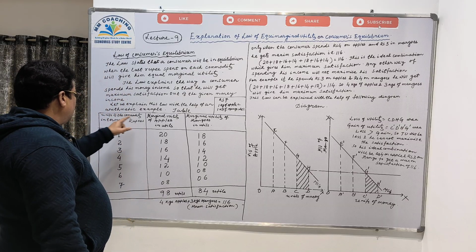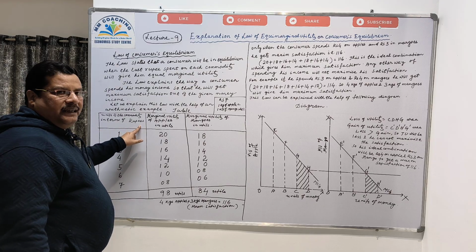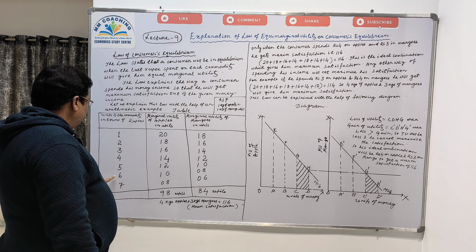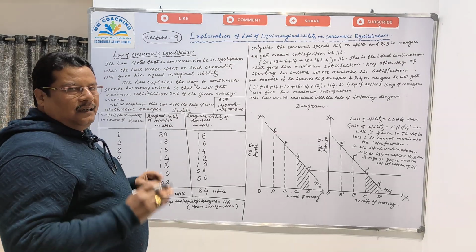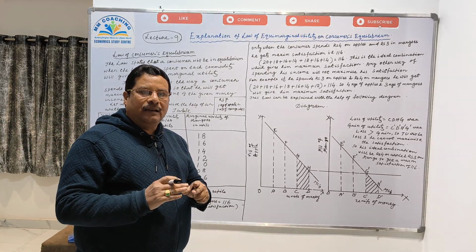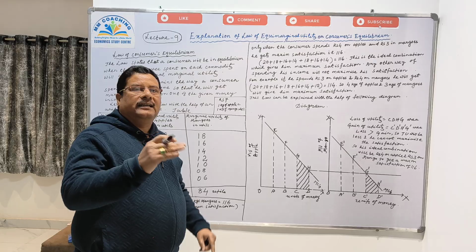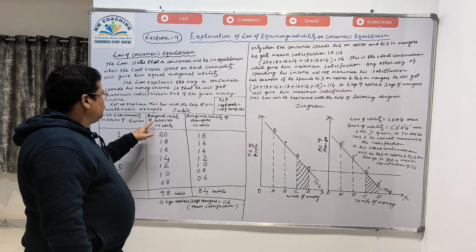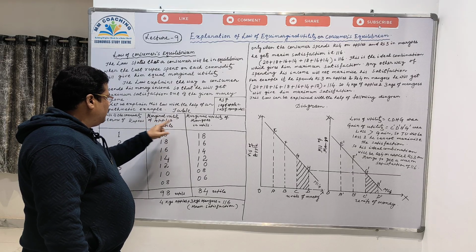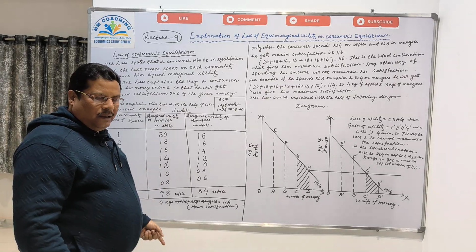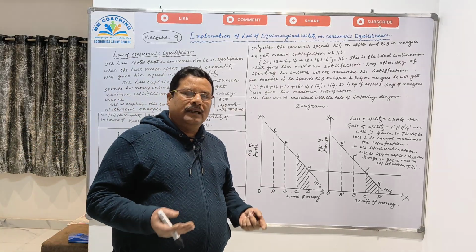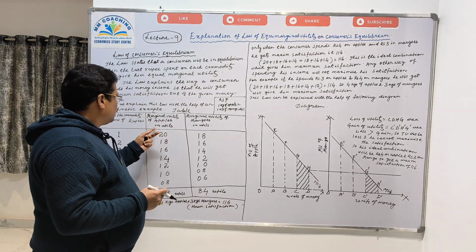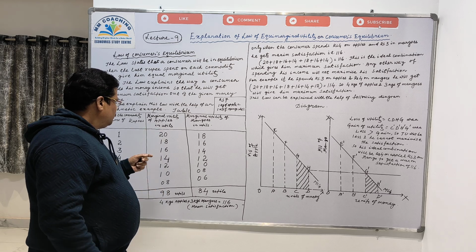First column, units of the commodity in terms of rupees: 1, 2, 3, 4, 5, 6, 7. Because the consumer has 7 rupees to spend at his disposal. So in the second column, I have taken marginal utility of apples in utils, because you know that utility can be measured in imaginary units. So I have taken up utils.